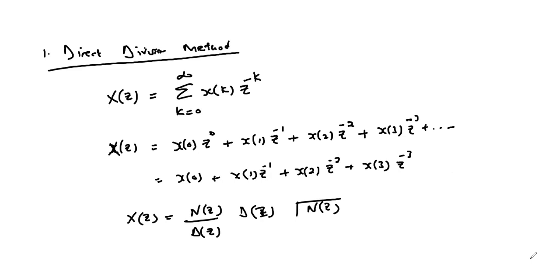Let's illustrate this with an example. We take an example. Now, given a function x of z, which is equal to z divided by z squared minus 3z plus 2, we are to obtain the corresponding x of k using the direct division method.